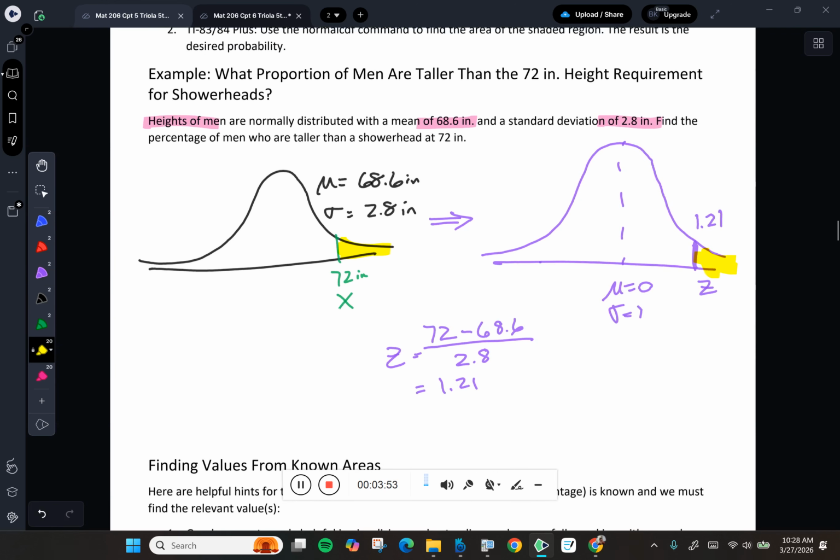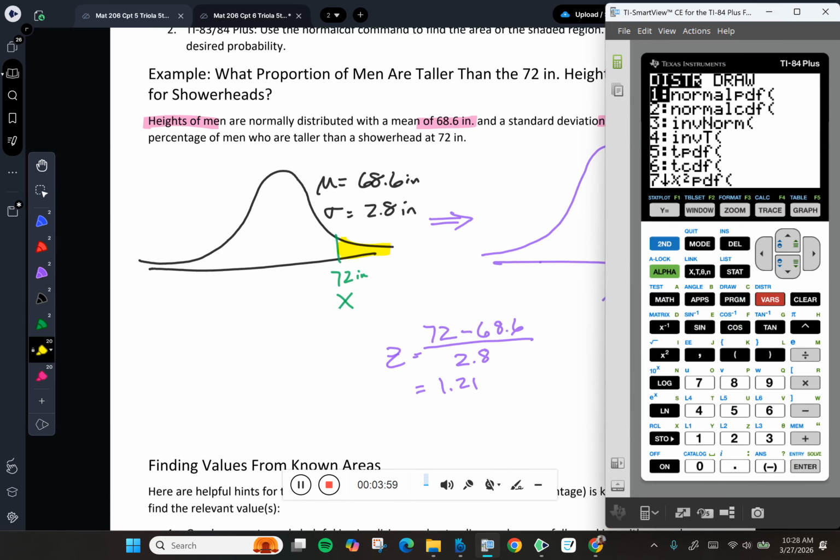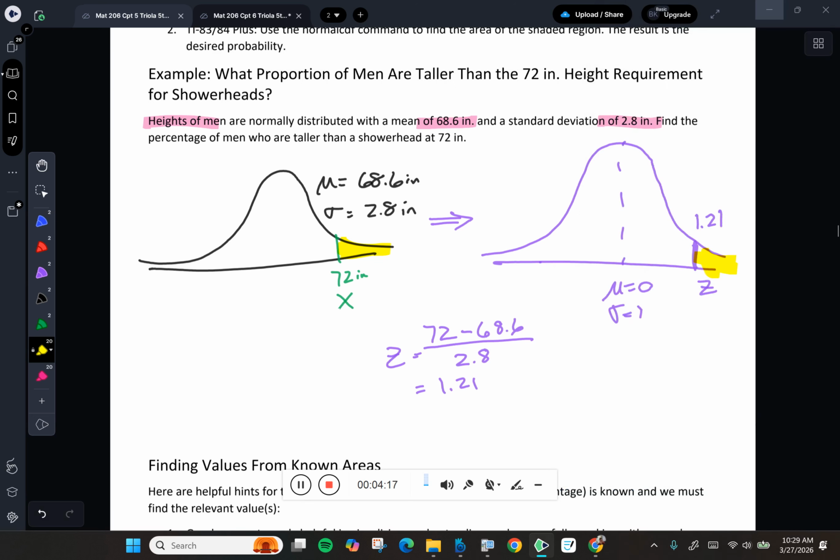Okay. So then I'm going to grab my calculator, and I'm going to say, okay, distribution, normal CDF. My lower is that 1.21. My upper isn't listed, so I'll put in a big number. My mean is 0. My standard deviation is 1. And I get an area of 0.1131, or to interpret that, about 11.31% of men won't fit under that standard shower head.